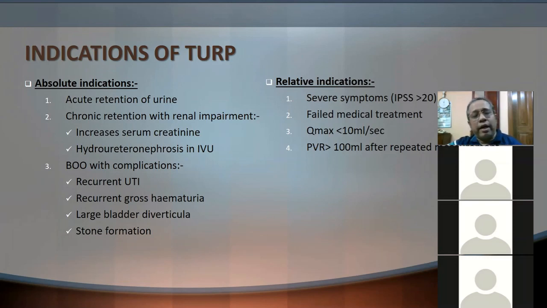The other are recurrent gross hematuria. Some vesical piles, their enlargement due to the pressure effect. There is more pressure in the bladder neck, causing engorgement of the vein and causing some repeated bleeding there. So in that case, you must relieve the obstruction.